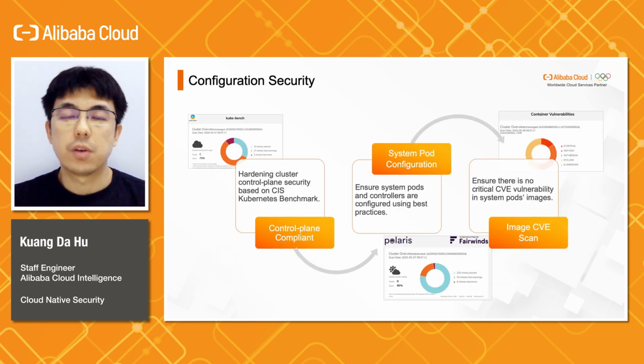For default configuration security, in the first step, we have hardened the cluster control plane security based on the CIS Kubernetes benchmark. In the second step, we ensure system pods and controllers are configured using best practices. And we also ensure there are no critical CVE vulnerabilities in system pod images. All of these security hardening validations are integrated into our daily scanning job.